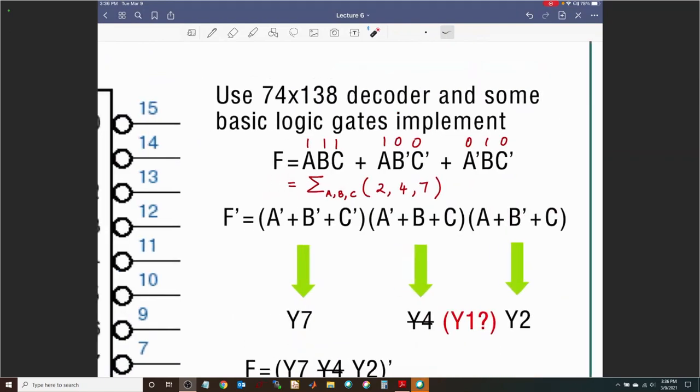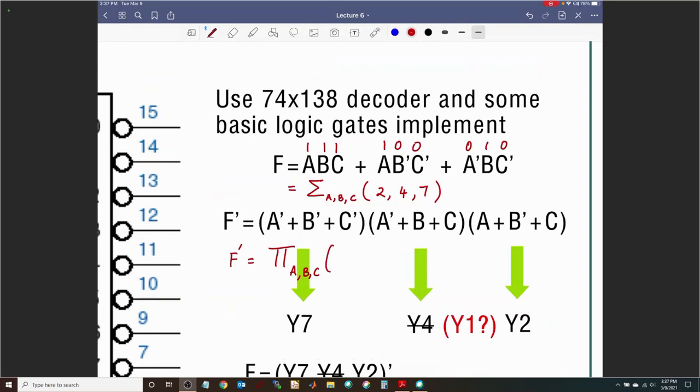Next, I can also express F complement. Let's try to represent F complement in shorthand canonical product of sum, pi. Again, we'll do ABC. What should I fill here? Instead of F, I'm looking at F complement. Instead of looking at canonical sum of product, I'm looking at canonical product of sum. So F, F complement, SOP, POS, what should be the numbers?